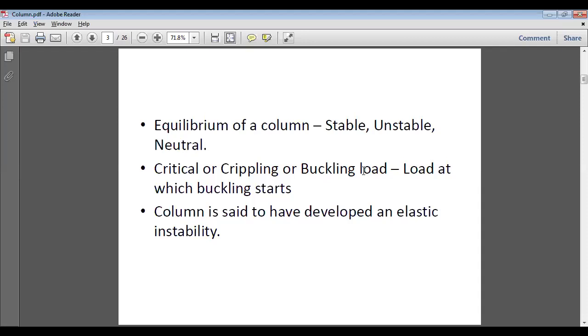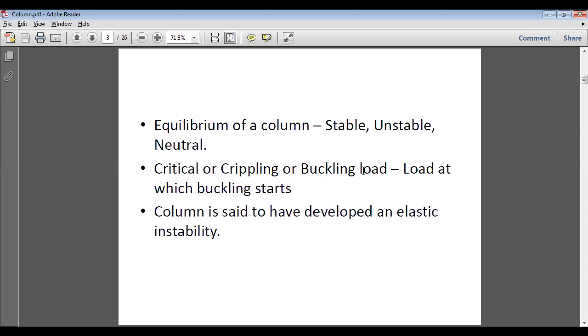And there is the third, neutral: stable, unstable, and neutral. Neutral is the state that does not have any net forces and does not have any imbalances, and this is called neutral. We will be discussing all in detail while taking problems. So stable, unstable, and neutral.